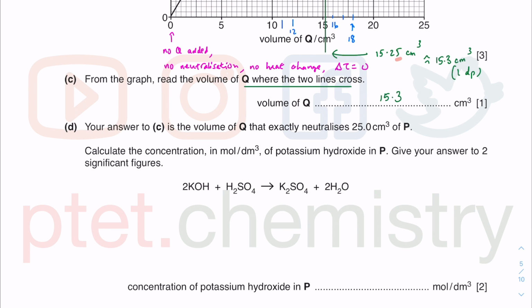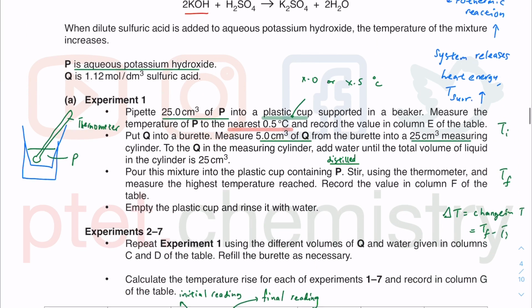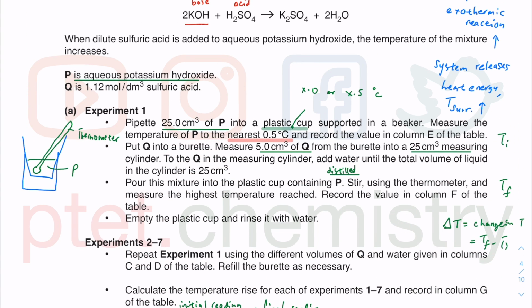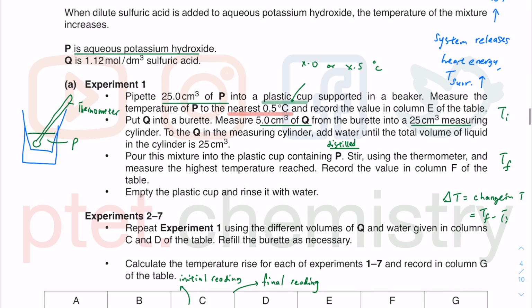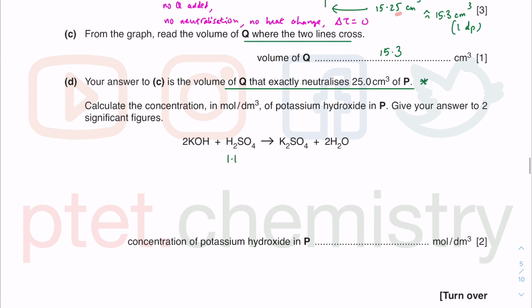In part D, your answer to C is the volume of Q that neutralizes this much volume of P. So looking back at the original question, what was P, what was Q? P was the potassium hydroxide. P was what you pipette out. P is potassium hydroxide. Q is 1.12 mole per dm cube sulfuric acid. So Q was 1.12 mole per dm cube sulfuric acid.